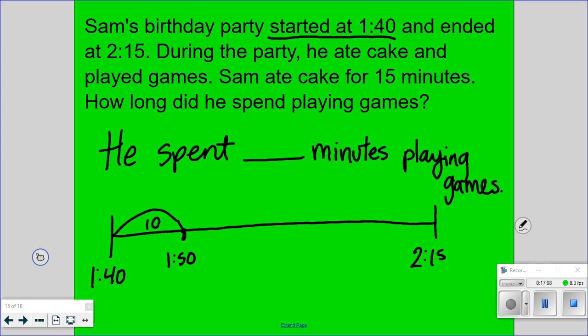What am I going to do next? Layden? Okay, give me the answer first. 10. Not going to do a jump of 10. Wait, 5. Because I am trying to figure out how long he ate cake for first. So a jump of 5. Here's my 15 minutes eating cake. This is my cake time. What's my new time, Layden? 1:55.